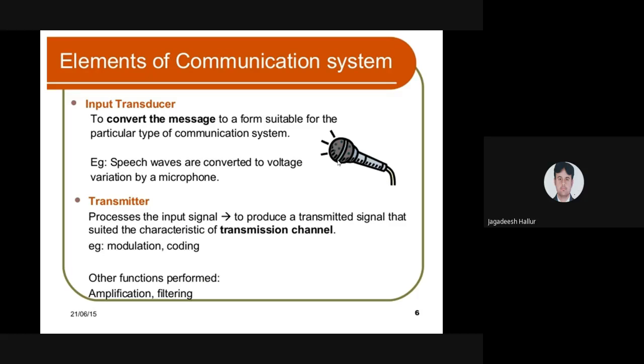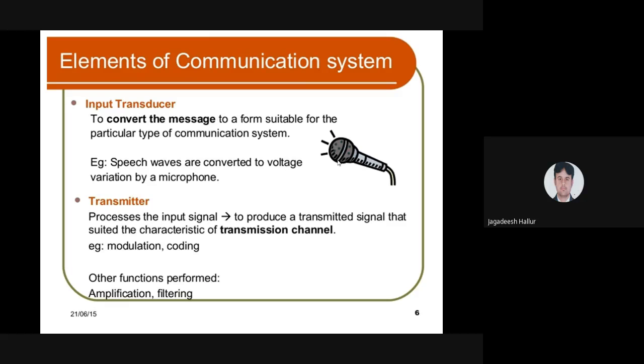Next is the transmitter. The actual function of the transmitter is to process the input signal. It is going to process that particular input signal which is coming from the input transducer. That has to be electrical in nature, not non-electrical. It produces a transmitter signal suited to the characteristics of the transmission channel, and that signal has to be forwarded to the next block, that is the channel.